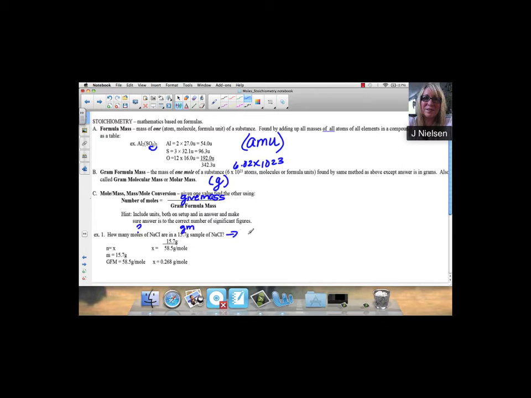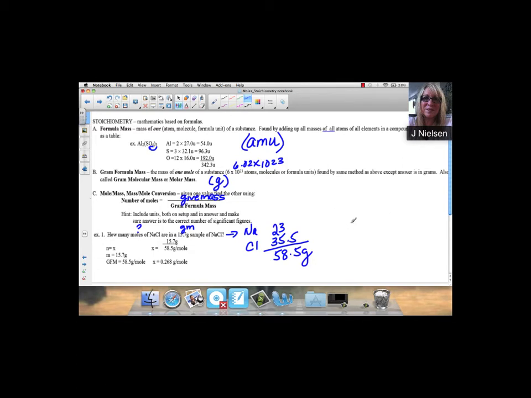So they're asking for moles. We don't know this. 15.7 is our given mass, and you can calculate the gram formula mass of NaCl. Okay, so sodium is 23 and chlorine is 35.5, so that gives us 58.5 grams, which you see here, the GFM. So, using our formula, number of moles equals given mass, 15.7, divided by 58.5, we get 0.268 grams per mole.